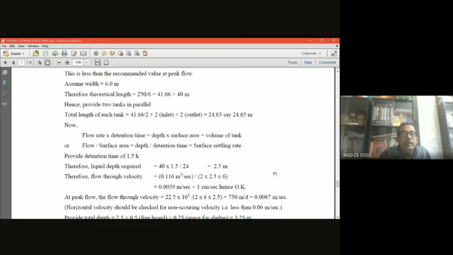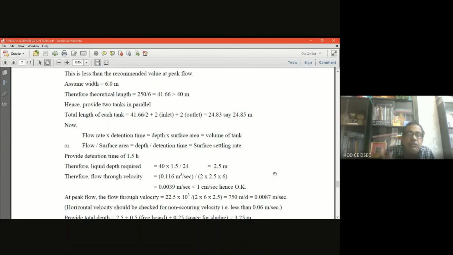Fine. Now consider the detention time is 1.5 hours. So what will be the liquid depth? From that equation, the liquid depth is detention time into flow by surface area. The detention time is 1.5 hours, in terms of day it is 1.5 divided by 24, and into 40, what is 40? 40 is the length.